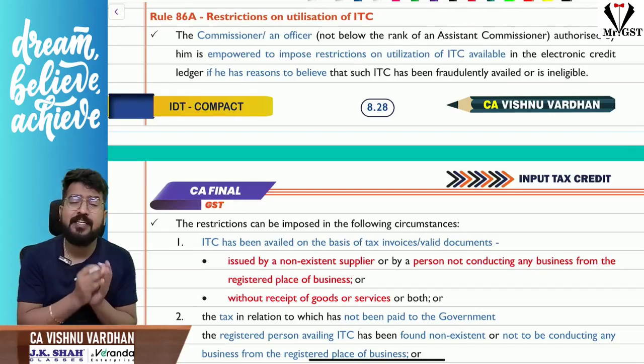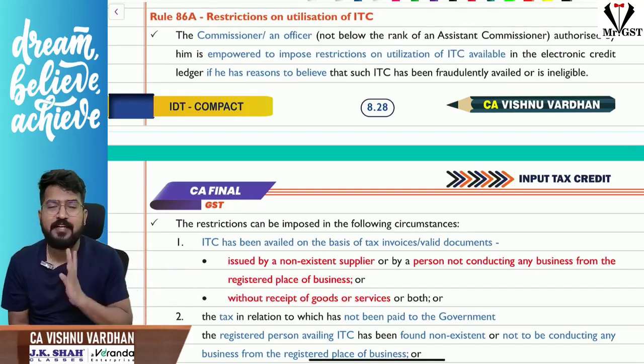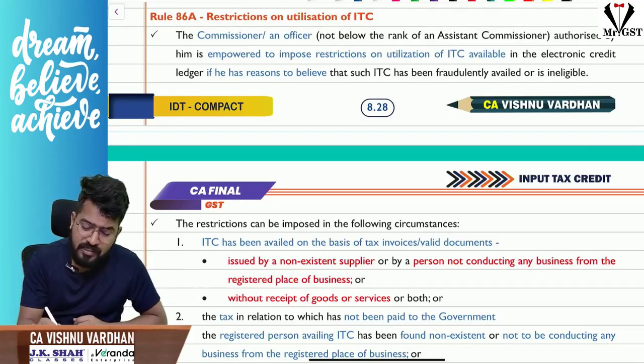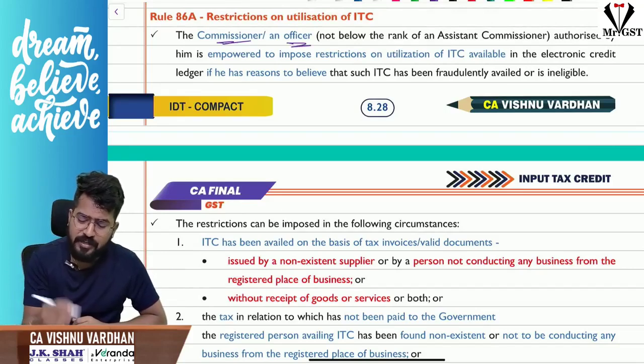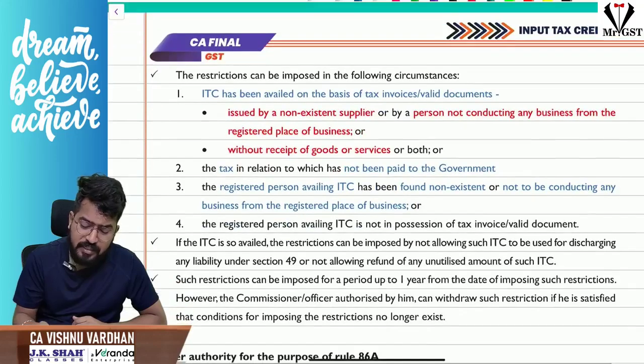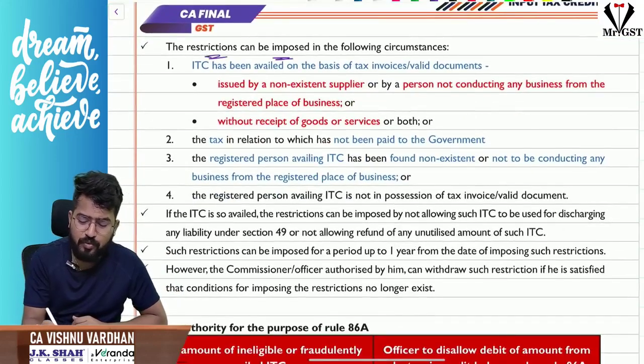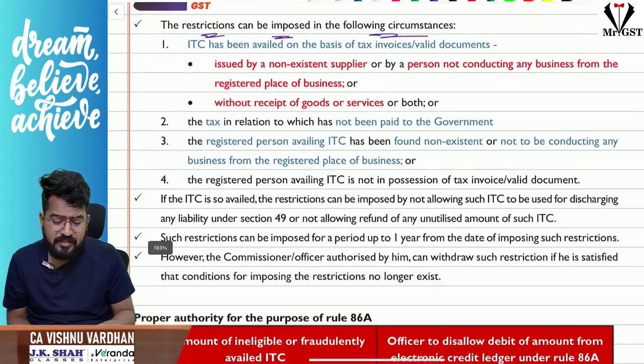So now we are seeing the last step of this chapter, rule 86A and 86B. Rule 86A, first of all, sir, the commissioner or any authorized officer can restrict your ITC utilization, utilization actually. Why can he restrict your ITC utilization?